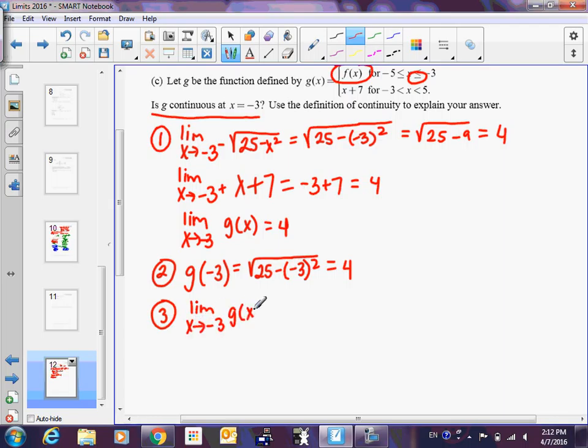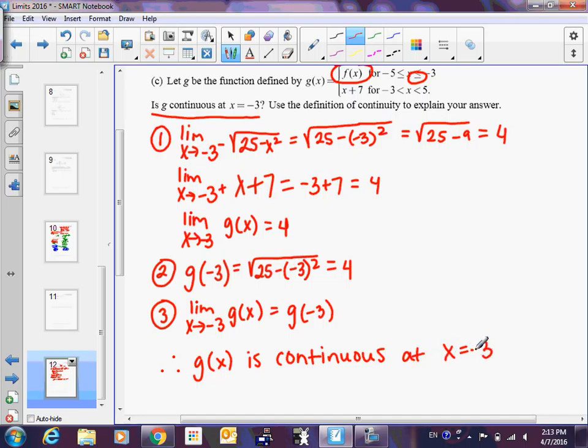And notation is the key here. Make sure you're using g and not f. So we showed all the work. If you stop here, though, you're not going to get all the credit because we didn't actually answer the question. So what do we do now? g of x is continuous. If you just wrote g, that would be fine. If you abbreviated continuous, that would be fine. And you don't need to write a because or anything because this is your because.